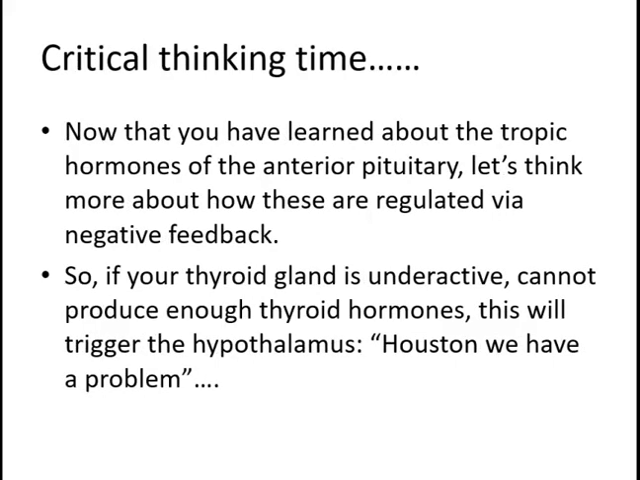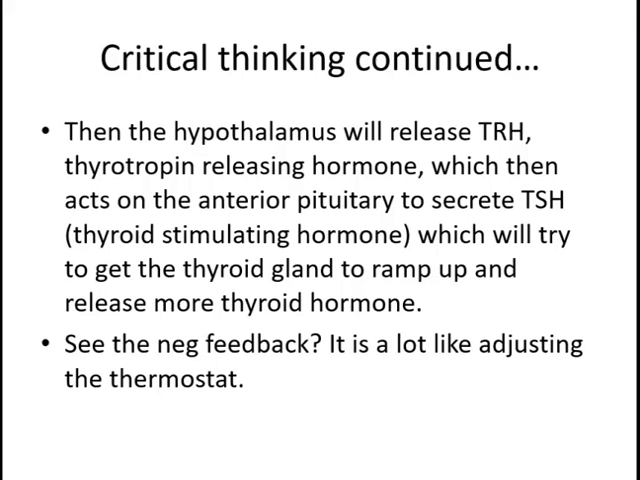So let's take a minute and do a critical thinking scenario. Now that we have learned about the trophic hormones in the anterior pituitary, let's think about how these are regulated via the negative feedback system. If your thyroid is underactive and cannot produce enough thyroid hormone, this will trigger the hypothalamus. So we have a problem. Then the hypothalamus will release TRH, or thyrotropin releasing hormone, which acts on the anterior pituitary to secrete TSH, or the thyroid stimulating hormone, which will try to get the thyroid gland to ramp up and release more thyroid hormone. See the negative feedback?